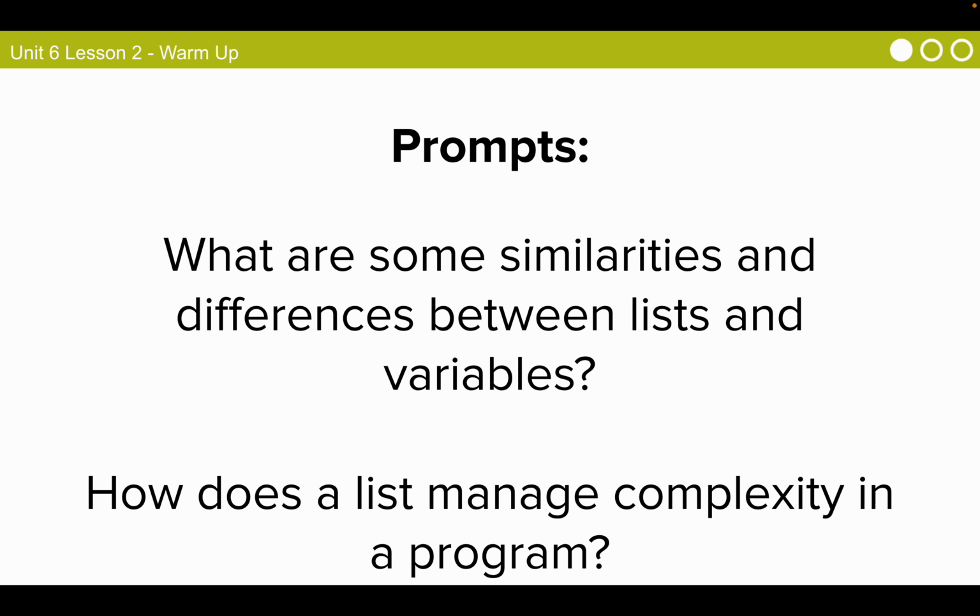So those are just some similarities and differences, but for managing complexity, you don't need to know how a list is created in order to use it. All you need is the name of a list. There is a separation between the abstract properties of the data type list and the concrete details of its representation. And so that's one way that a list manages complexity. Also, programs that use lists are easier to read and manage. Separate variables are not needed for each individual element. So that's another way that a list manages complexity in a program.